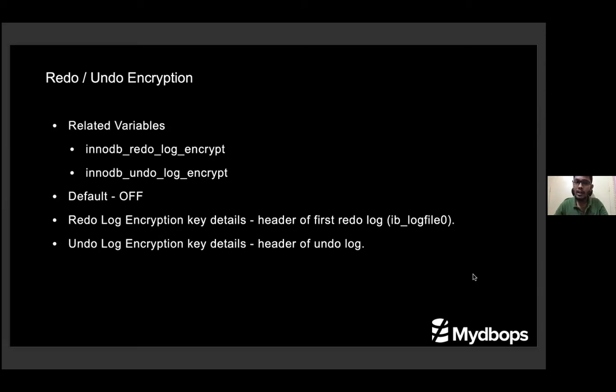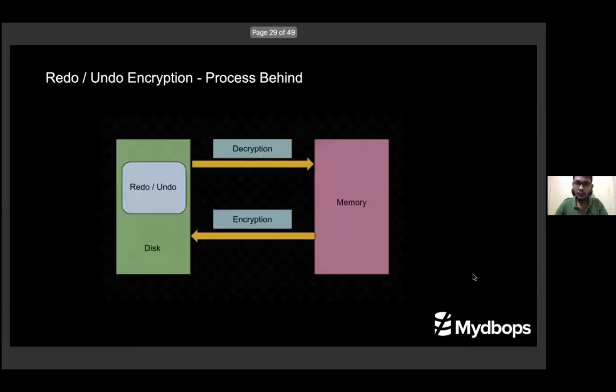Next we will see the redo and undo encryption process. Let's consider we have enabled the redo and undo encryption, so all the data is encrypted now. Whenever the memory wants the encrypted data from the disk, it will go to the header, use the encryption key to decrypt it, and the data will be moved to memory. And whenever data is to be flushed from memory to the disk, using the header, it will encrypt it and store it.